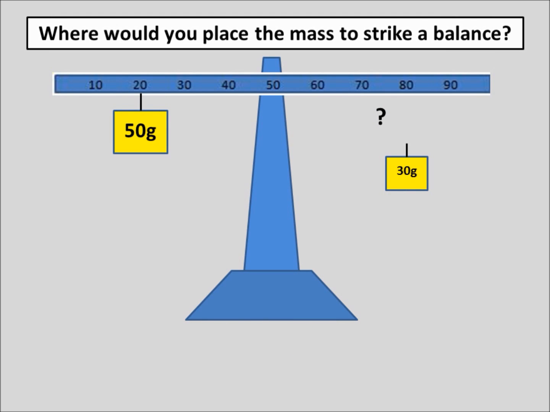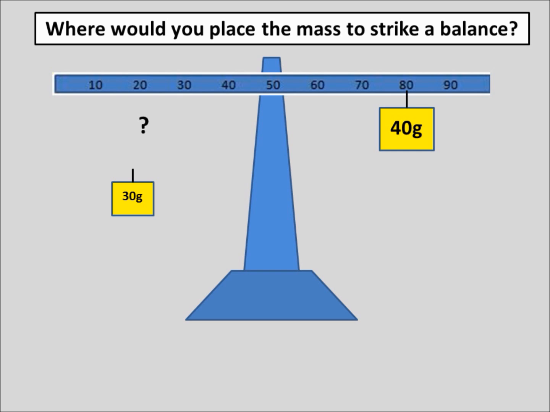For the next 3 problems, you will be given the value of both masses, but have to decide how far from the fulcrum to place the mass that is not currently hanging from the lever. Where would you place the mass to strike a balance in this example? You would need to place the 30-gram mass all the way at the end at 50 units from the fulcrum.